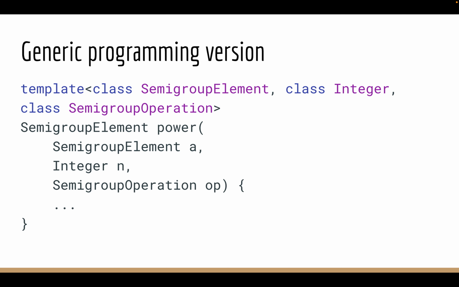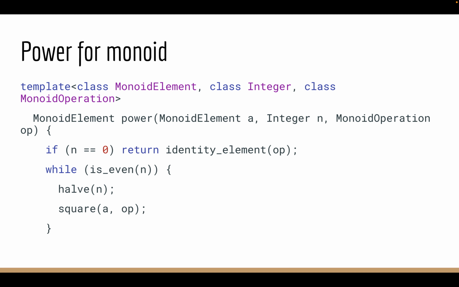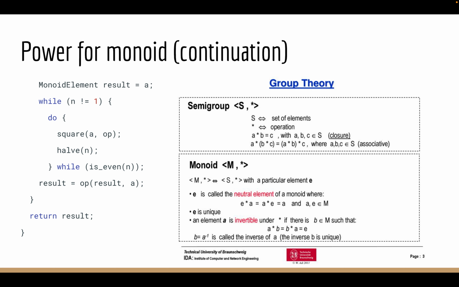And this is how the power function looks when used for semigroups. And this is how it looks for monoids. And you may wonder, okay, why do we need a monoid, and what the hell is a monoid? A monoid is just a semigroup with a neutral element. And why do we need a neutral element? Well, that's simple, because what do we do when the power is equal to 0?